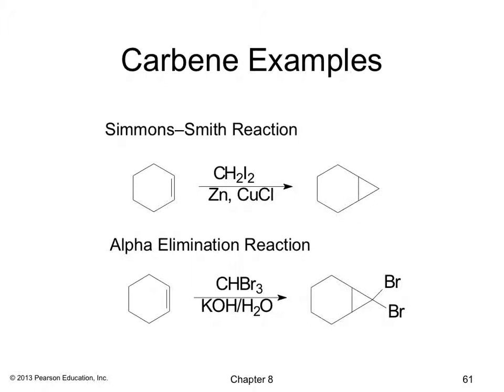Here are some examples of carbenes, Simmons-Smith reaction. Again, here's the reagent. You're just going to have to memorize this. It generates at the alkene site a cyclopropane. If you do an alpha elimination reaction with bromoform in the presence of base, you generate the cycloalkane, but note that it has the bromines attached. If you use chlorines, it would be chlorines attached. Please don't forget about that.